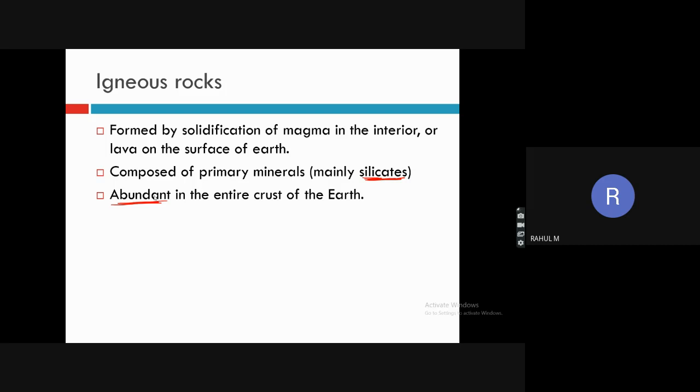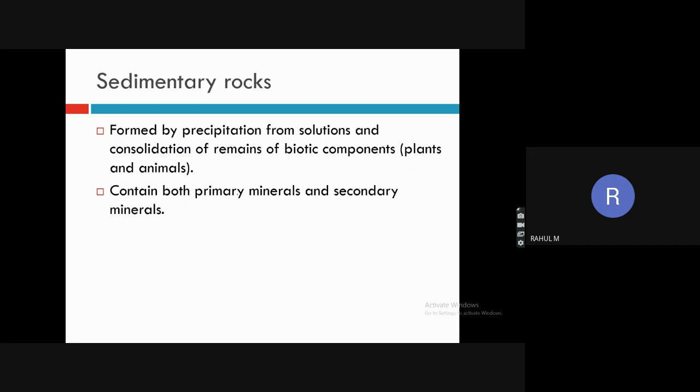Right. So please note, these are the main two points. It is formed by the solidification of lava on the surface of Earth, and composed mainly of silicates, and it is very common. It is found abundantly in the entire crust of Earth. The next one is sedimentary rocks. It is formed by the precipitation of solutions and consolidation of remains of biotic components. Both plants and animals. Right. What Rahul said is correct.